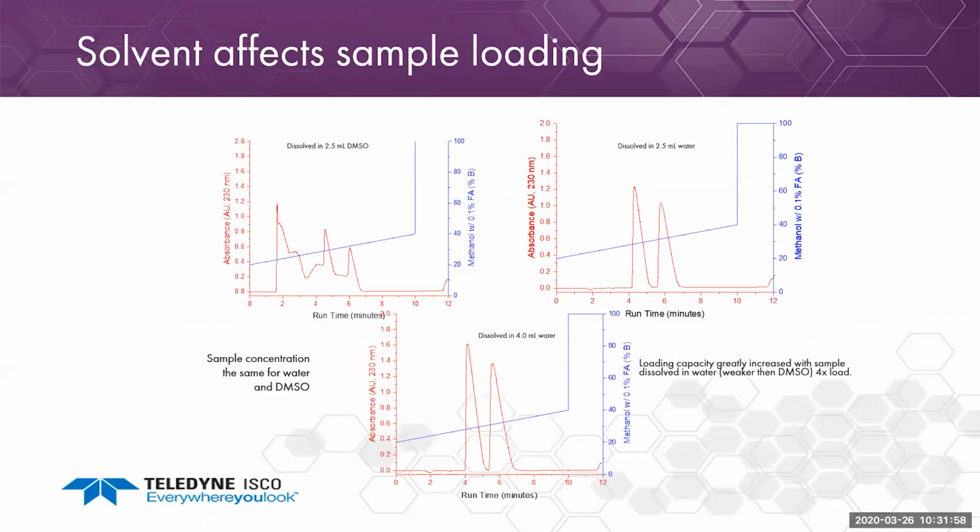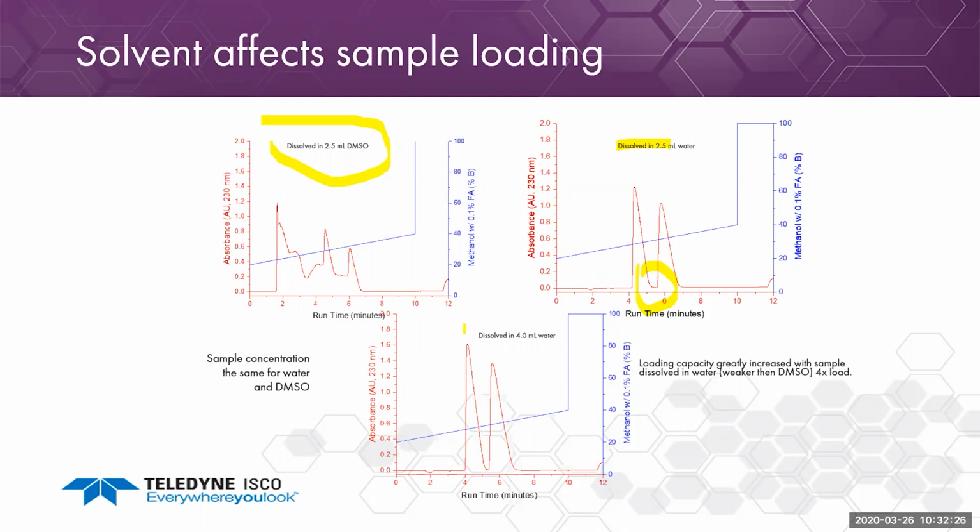So here's the 2.5 mils of DMSO. Now I dissolve the sample in 2.5 mils of water at the same concentration, and now I have baseline resolution again. The peaks have a typical shark fin indicating that the column is overloaded. However, as long as I have baseline resolution, that's fine. I'm not doing analytical chemistry, I'm doing prep.